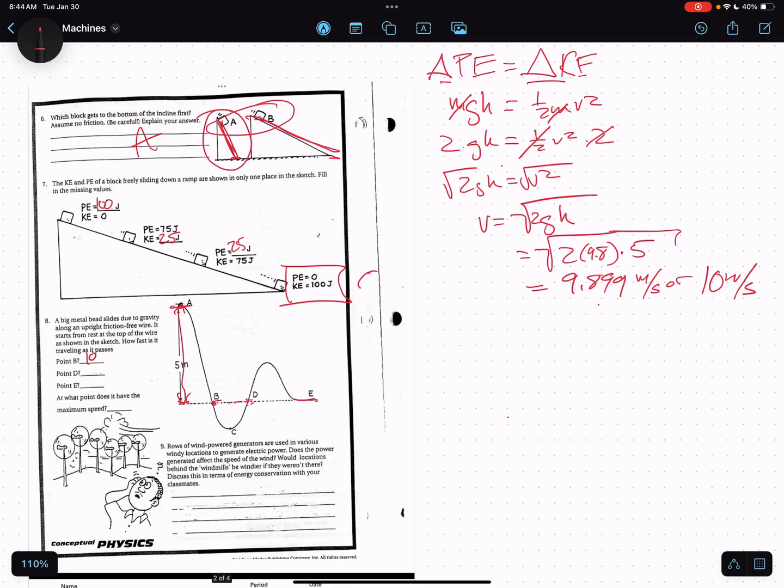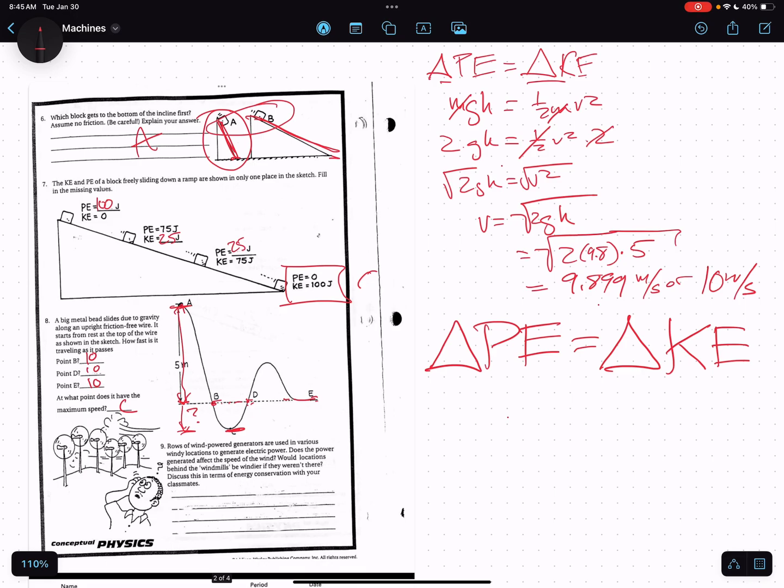Point D is the same exact height. So all of these are the same. So that's 10. Point E is the same height. So that's 10. Okay? Now, at what point does it have the maximum speed? Well, the maximum speed is going to be down at C, because if it is going more than 5 meters down, it's going to have a bigger change in potential, which means it's going to gain more kinetic at the bottom. We don't have to calculate it because we don't even know what this number is, but it will be faster. So point C has the highest velocity.